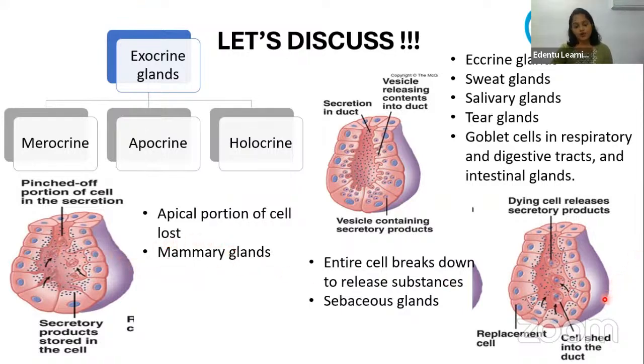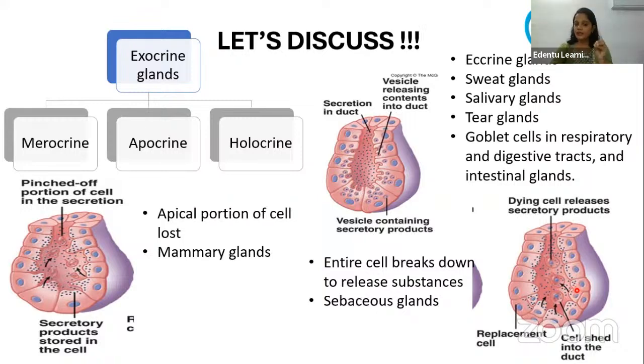Now, next is the holocrine type of secretion. Like the name suggests, holocrine means the whole cell will get destroyed during the secretion process. As you can see here, the whole cell gets shed into the duct and it will be replaced by another underlying cell. So the whole cell dies and releases its secretory product into the duct. So it is called the holocrine. So holocrine means the whole cell will get destroyed and release its contents.